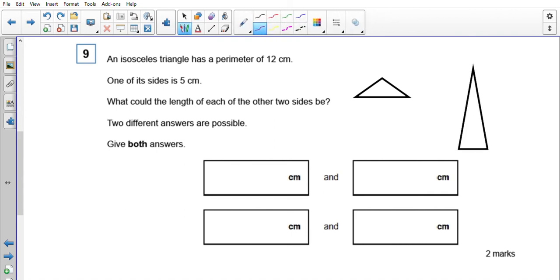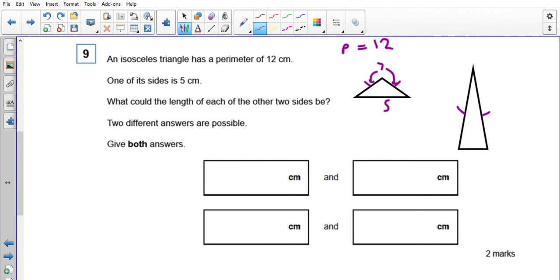Okay? What we know about them is these lines are going to be the same, and then the line at the bottom is going to be different. So let's start with the line at the bottom being 5 centimetres. We know that our perimeter can only be 12, so I'm going to pop that there. If I do 12 take away 5, that's going to only leave me with 7 centimetres for my perimeter, which I'm going to have to share between these two sides.